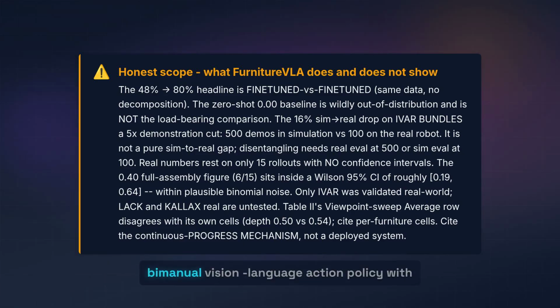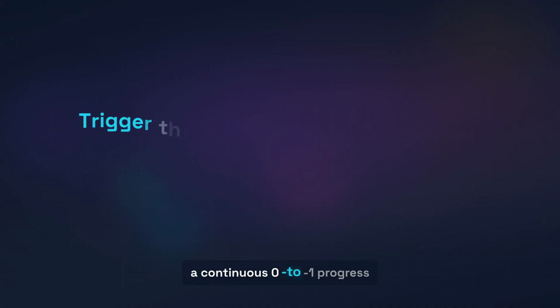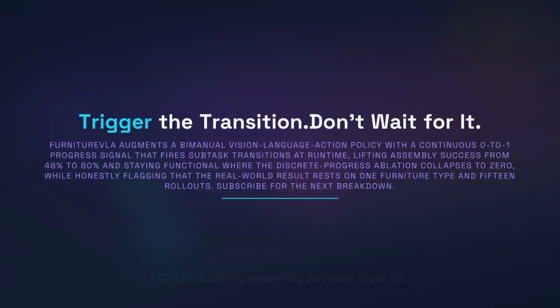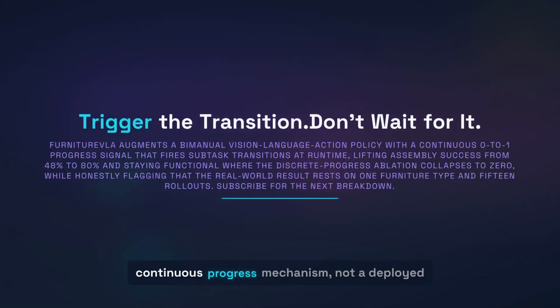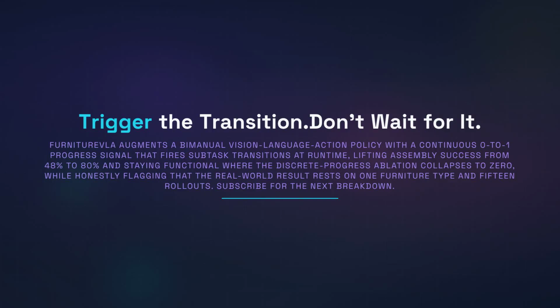FurnitureVLA augments a bimanual vision language action policy with a continuous 0 to 1 progress signal that fires subtask transitions at runtime, lifting assembly success from 48 to 80%. It is a continuous progress mechanism, not a deployed system. Trigger the transition, do not wait for it. It stays functional where the discrete progress ablation collapses to 0, while honestly flagging that the real-world result rests on 1 furniture type and 15 rollouts.